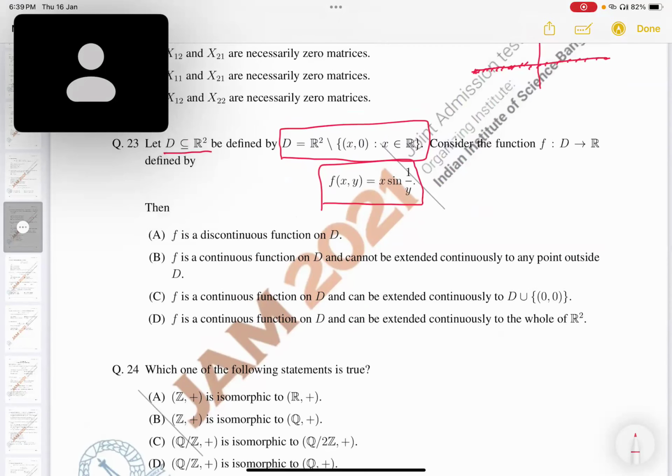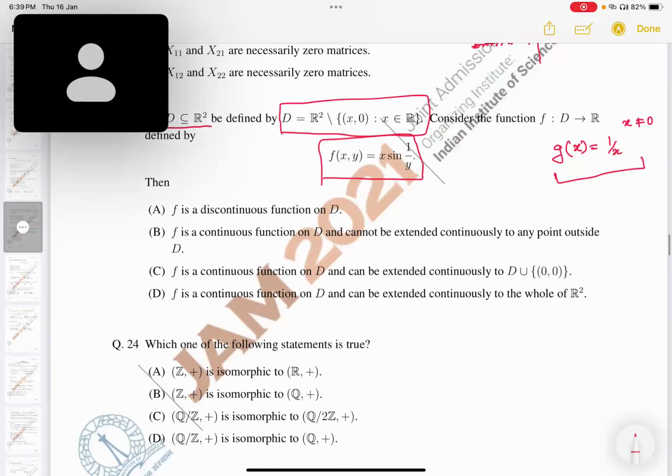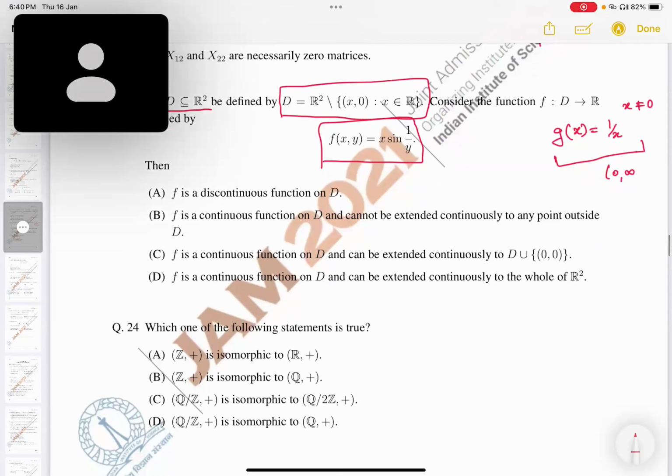Now, observe that. Suppose you have this function g of x equals 1 upon x, x not equal to 0. So where is this function continuous? This is a one variable function. It is continuous on the open interval 0 to infinity, and actually on the whole domain R minus 0. The only problem point is 0, where the limit of 1 upon x does not exist, but other than 0, this function is continuous everywhere.